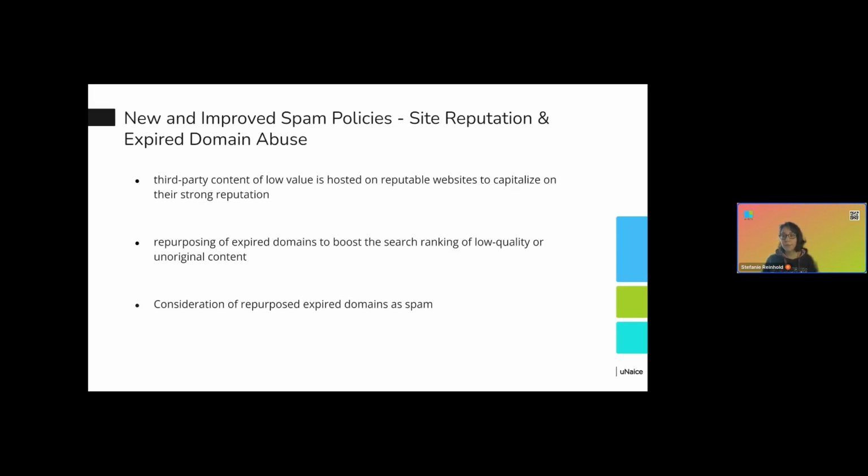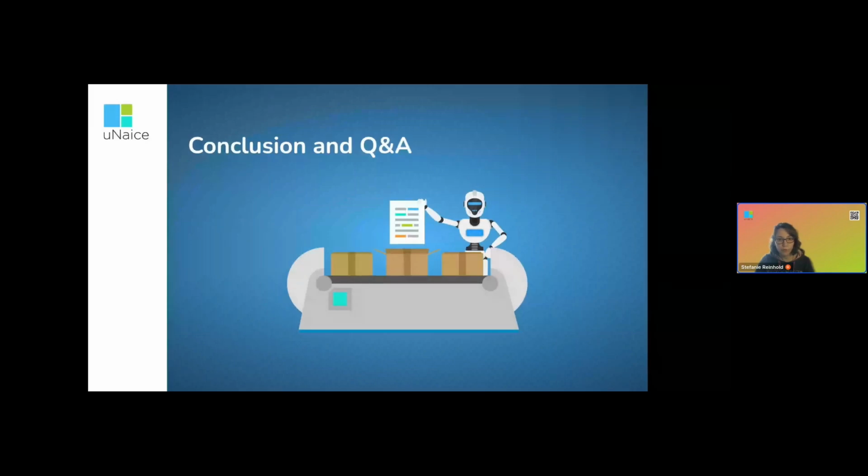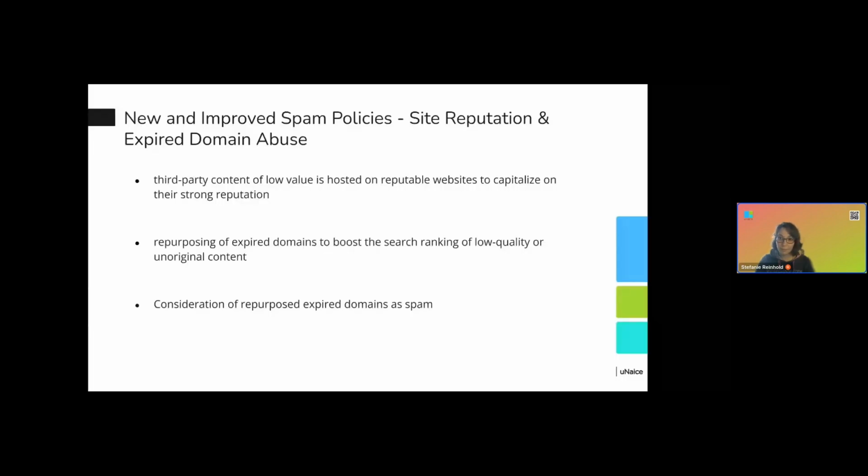So they're appearing to be another party who is just writing very positively about their site, but in truth it's themselves. So that is now officially called expired domain abuse and is again penalized by Google. Also, and this is very important, Google is now considering repurposed expired domains as spam. So that might be something that is going to pop up in a later core update.